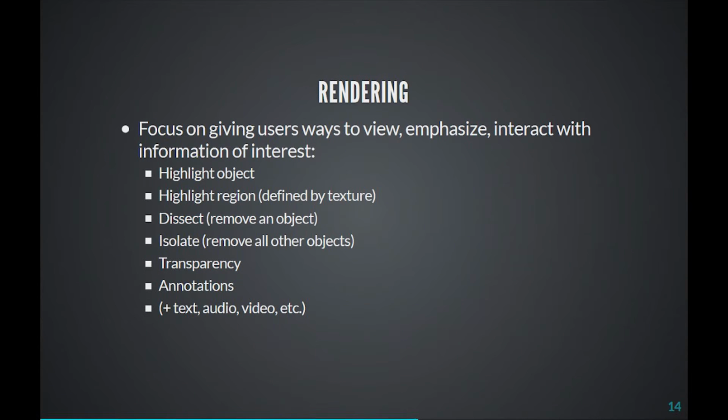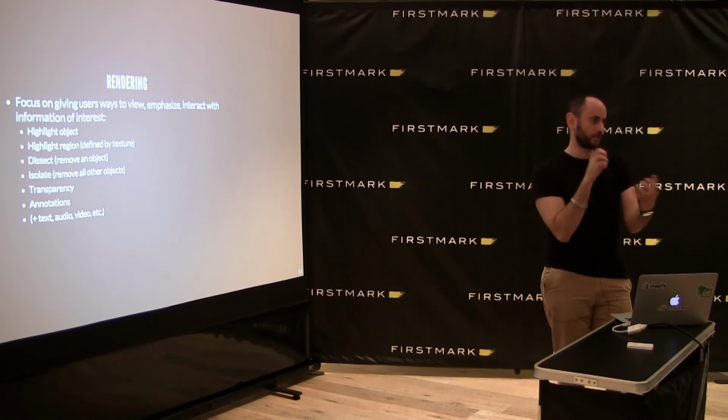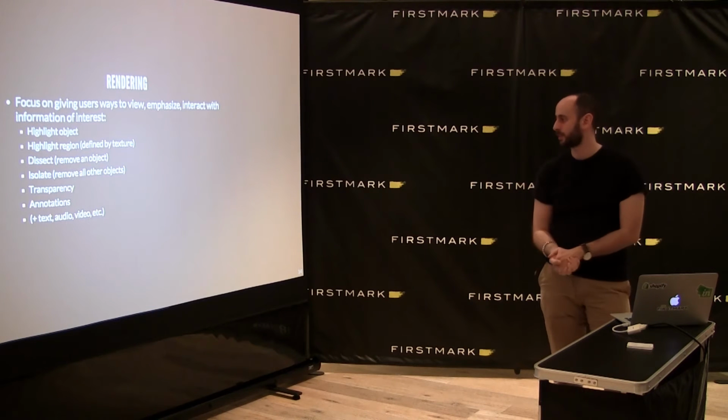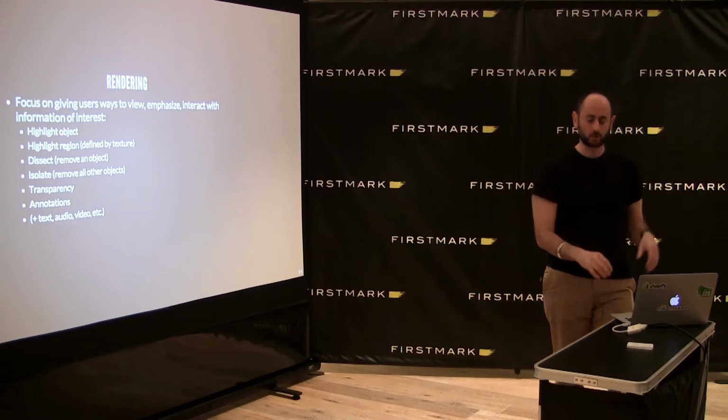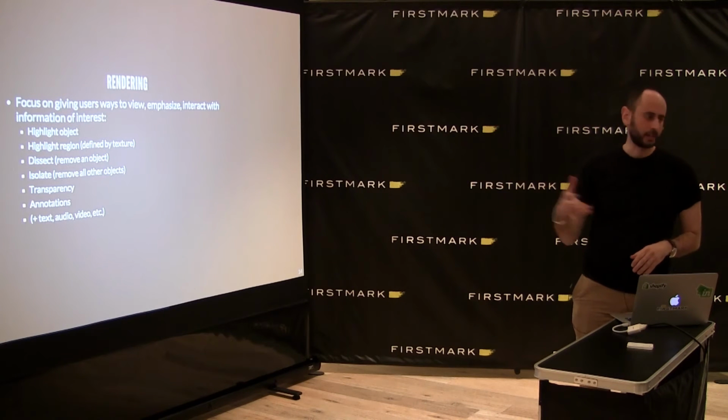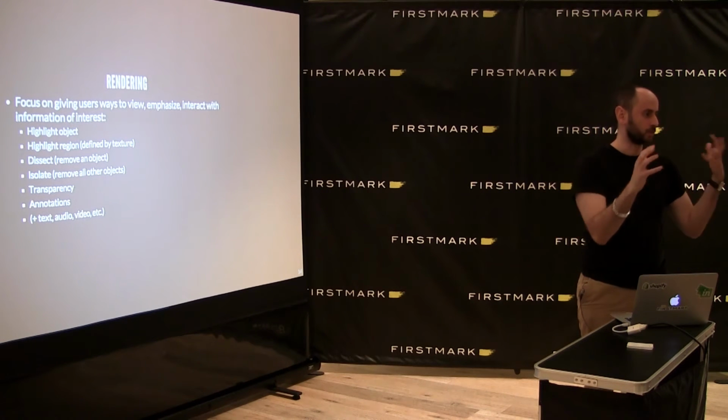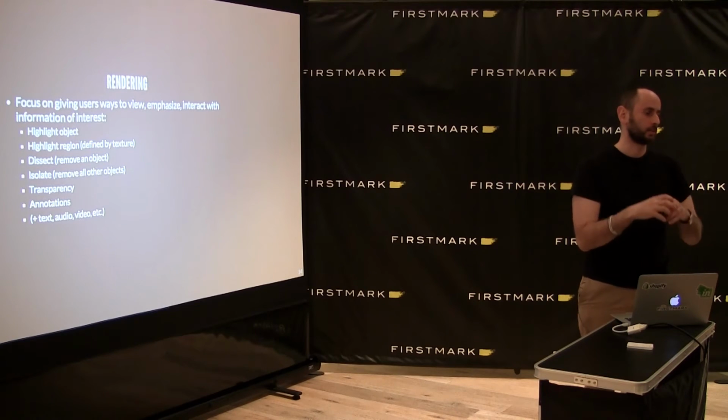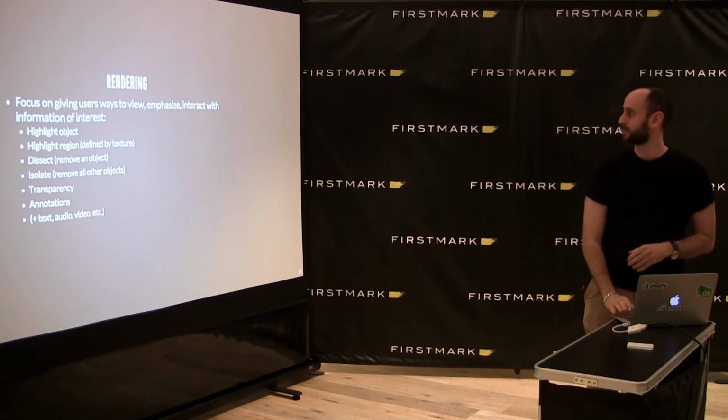So a big focus for us is giving people different ways to interact with the content. These are some of the actions or interactions people can have with our content. There's just highlighting, which I showed. I'll show you in a bit, like dissecting, so removing objects from the scene, isolating a particular object in the scene, using transparency, using annotations. We saw a lot of that in that tour of the ACL, using different ways of rendering the objects to make the scene more meaningful.